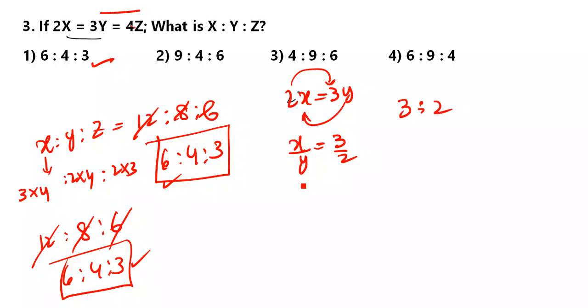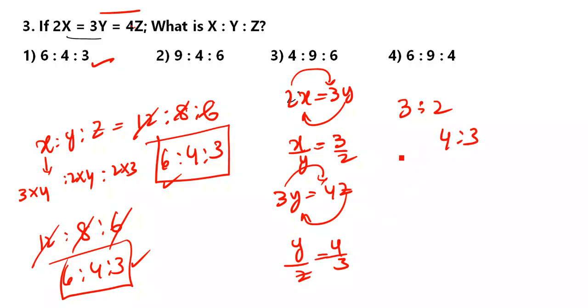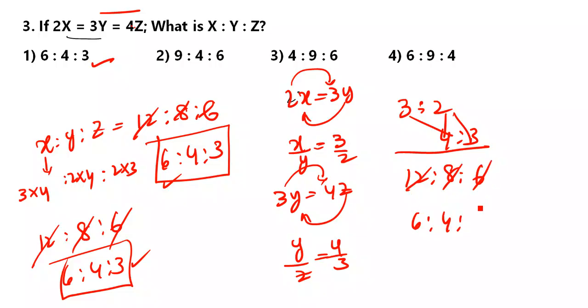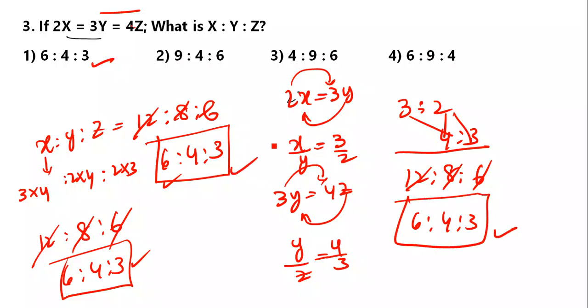Next, take these two values. 3y is equal to 4z. Bring z to this side, take 3 to the other side. That means y by z is equal to 4 by 3. Already you know the shortcut method. 3 4s are 12, 2 4s are 8, 2 3s are 6. Let me calculate. So 2 6s are and 2 4s are and 2 3s are. The final answer is 6 is to 4 is to 3.